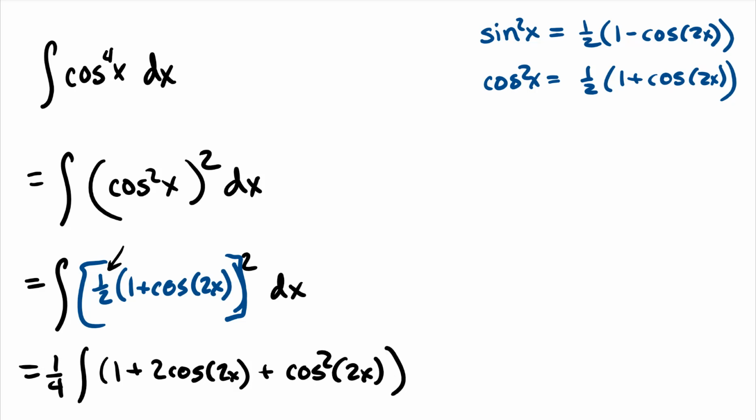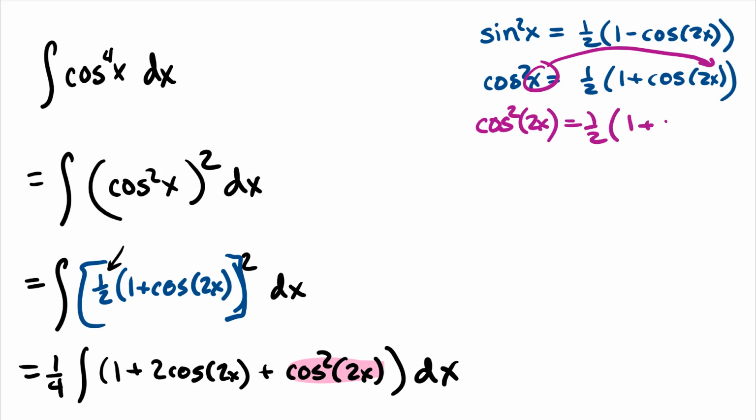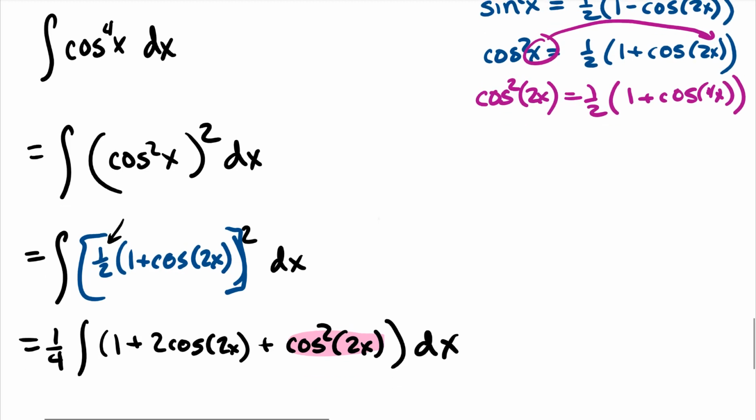Oh, shoot. We created another square. How are we going to deal with this one now? Now it's got a 2x inside of there. Well, what happened here is we doubled up inside, whatever that was. So this is just going to become 1/2 times 1 plus cosine of what's 2 times 2? 4. Now we can replace that one out. But I'm actually going to bring this in and write it this way.